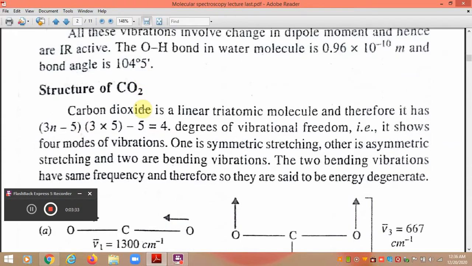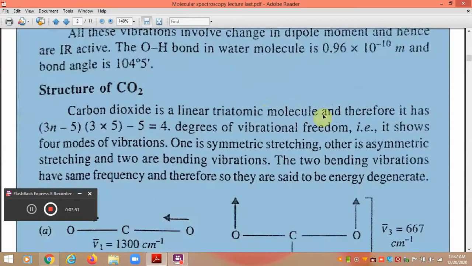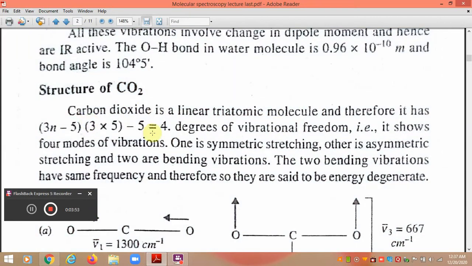If we talk about the CO2 molecule, the difference between water and CO2 is that H2O is a non-linear molecule but carbon dioxide is a linear molecule, because all three atoms are present in one line. So carbon dioxide is linear, but again it is a triatomic molecule, therefore its total degree of vibrational motion is given by 3n minus 5, so that will become 4. Out of these 4 modes of vibration, which are IR active and which are IR inactive, this is the important part to discuss here.